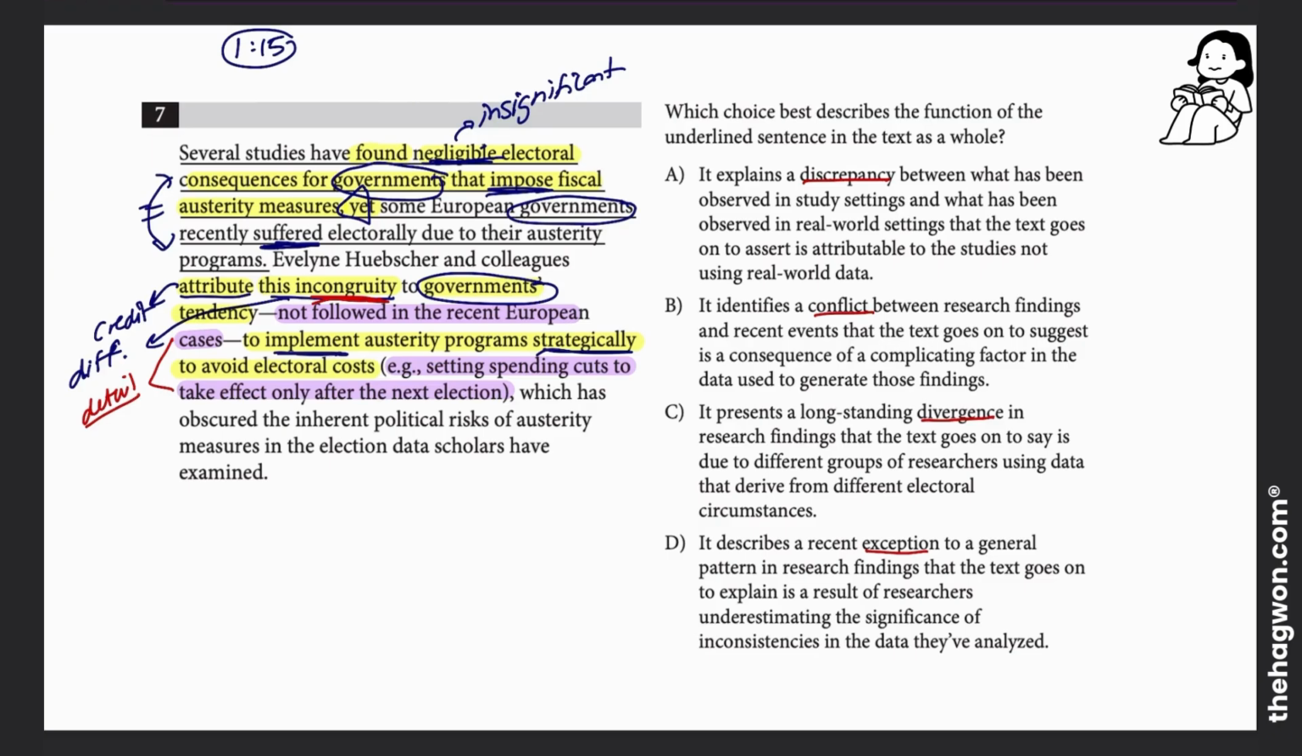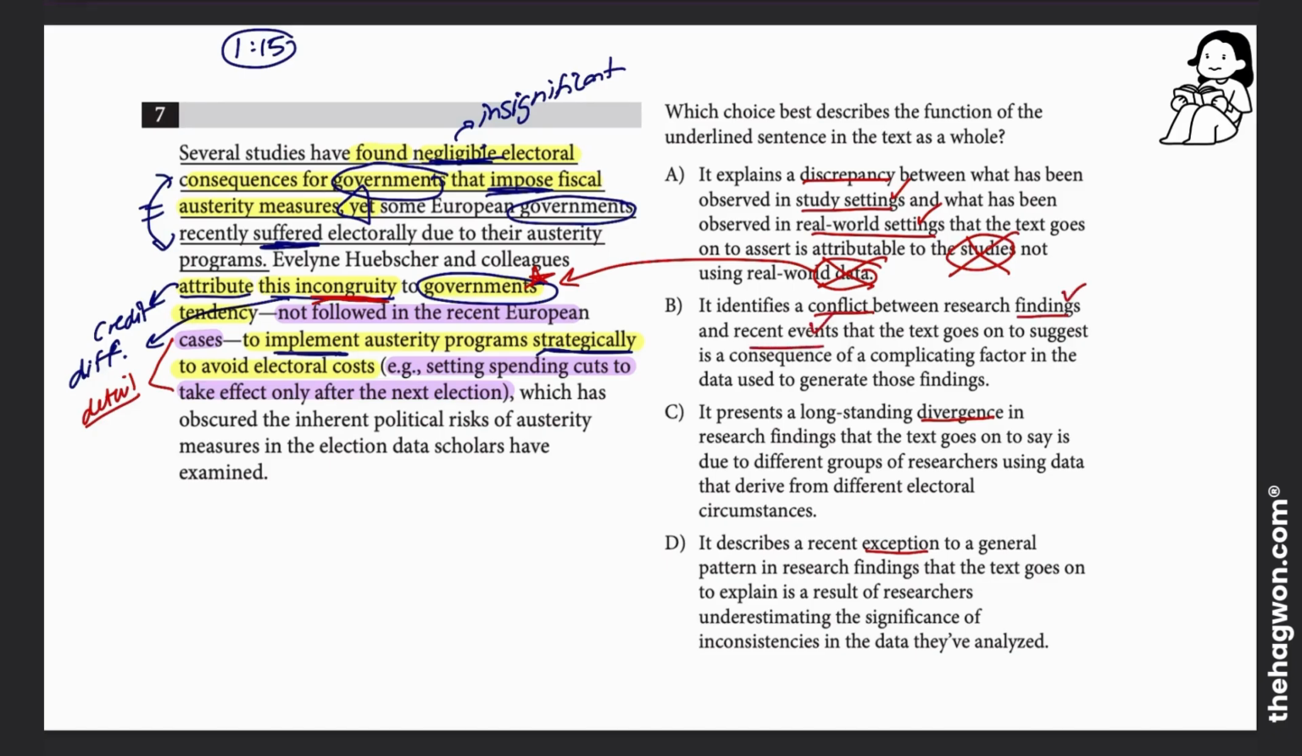Answer choice A says there's a discrepancy between what has been observed in study settings, so that's our findings, and what has been observed in real world settings. Okay, that's what's been going on with some of those governments. That the text goes on to assert is attributable to the studies not using real world data. Well, it's not the study's fault, and it's not the data's fault. We saw that in the passage. It's the government's fault. It's not the data, and it's not the studies. So A is incorrect.